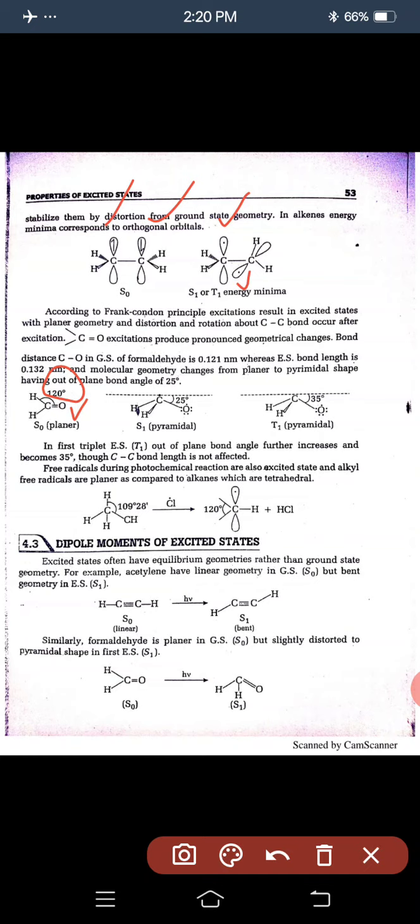Free radicals during photochemical reactions are also excited states, and alkyl free radicals are planar as compared to alkanes, which are tetrahedral. Alkane is tetrahedral, bond angle is 109 degree 28 minutes. After that, chlorination converts it into trigonal planar, that is the 120 degree bond angle.